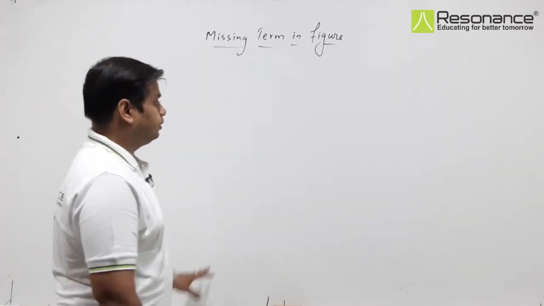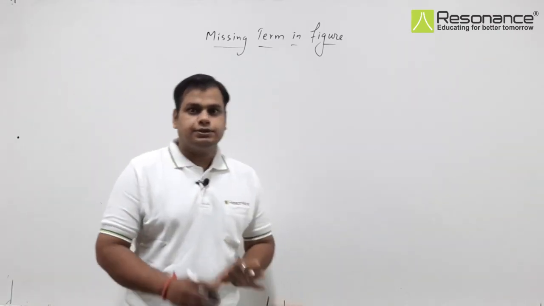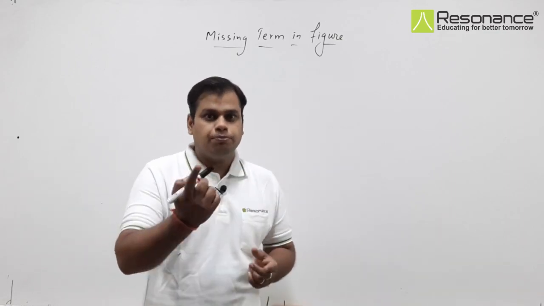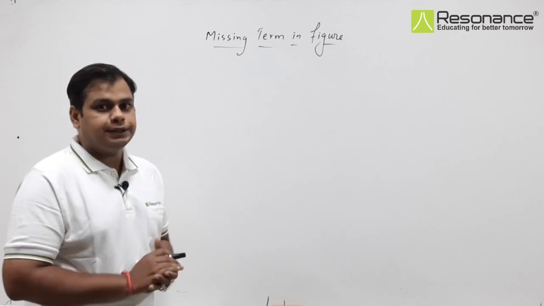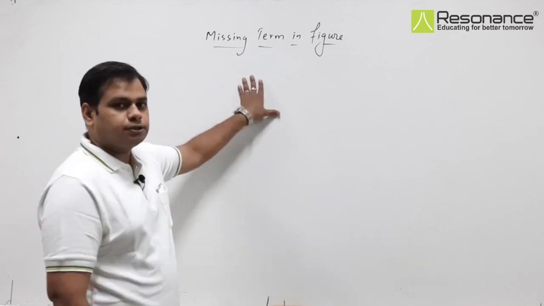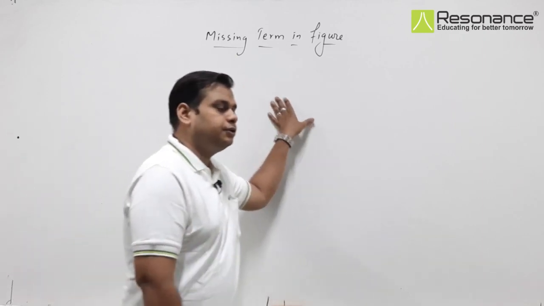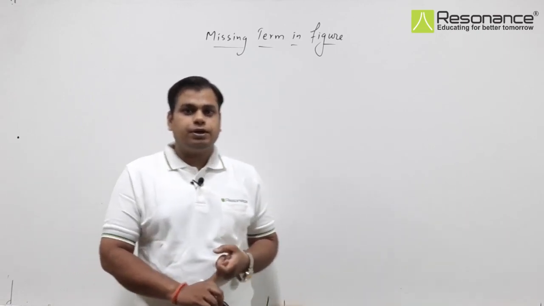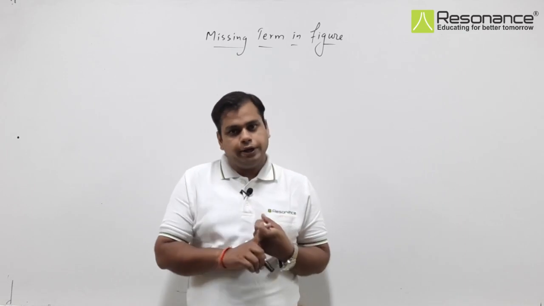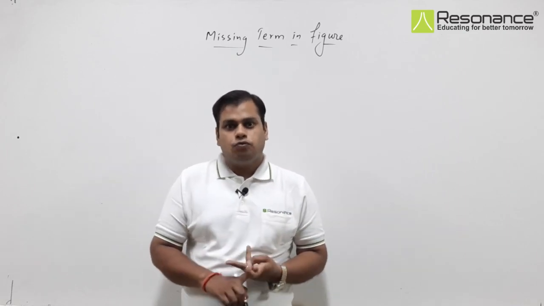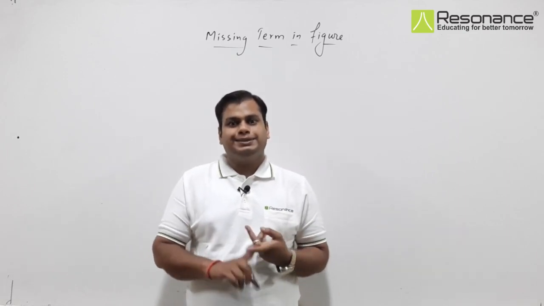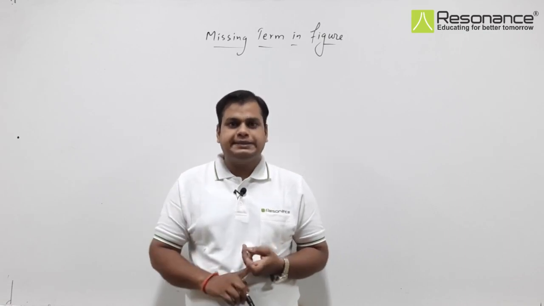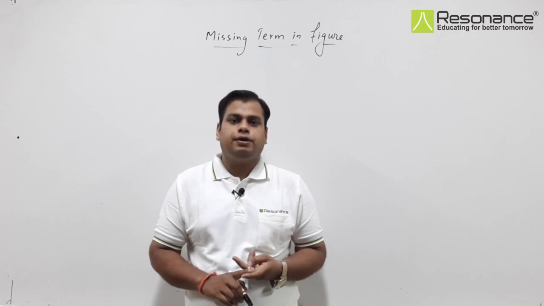Missing term in figure means we are given a figure which includes some numbers, and from those numbers one place is missing, that means one number is missing. That is why it is called missing term in figure. What do we have to do? We have to figure out the relation between the given numbers and, according to that relation, find out what number can replace the missing place, the empty place.